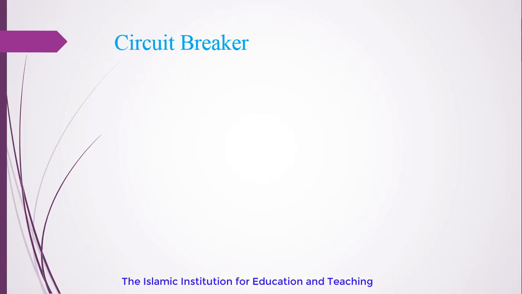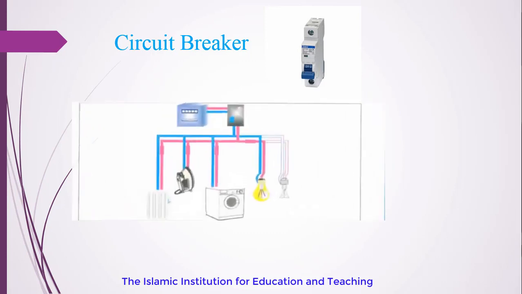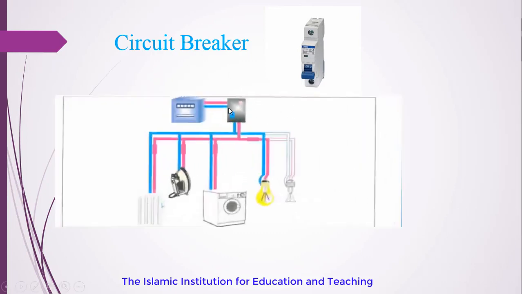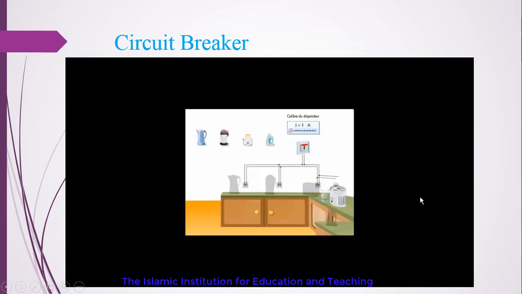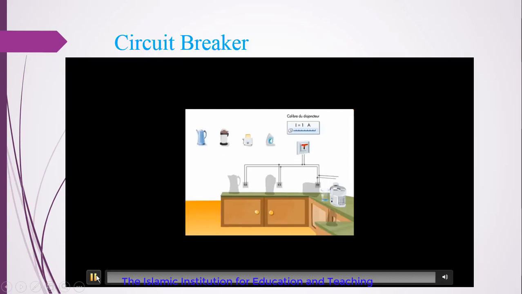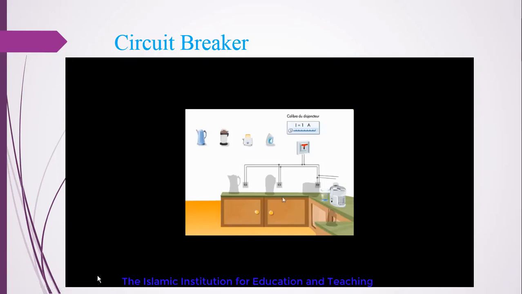Now let's talk about the second switching off device, which is the circuit breaker. The circuit breaker is installed in a domestic installation between the electric meter and the electric devices, which are connected in parallel. When is a circuit breaker released? Here in this video, you can see when we have many electric appliances running together and the current exceeds the one supported by the circuit breaker, it will be released to protect against this excessive current.